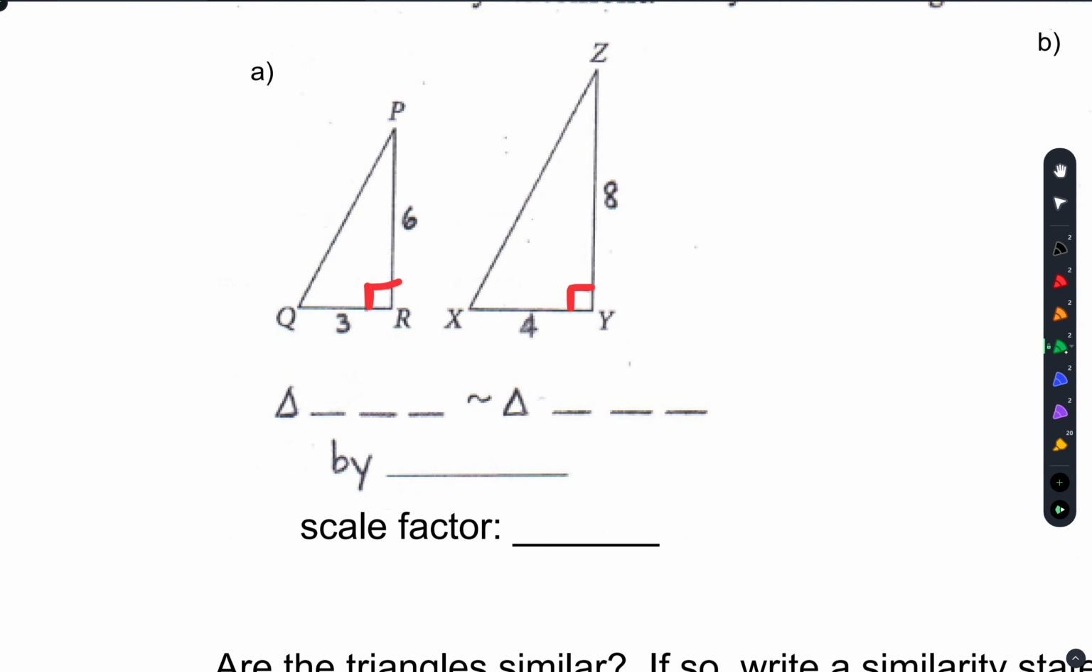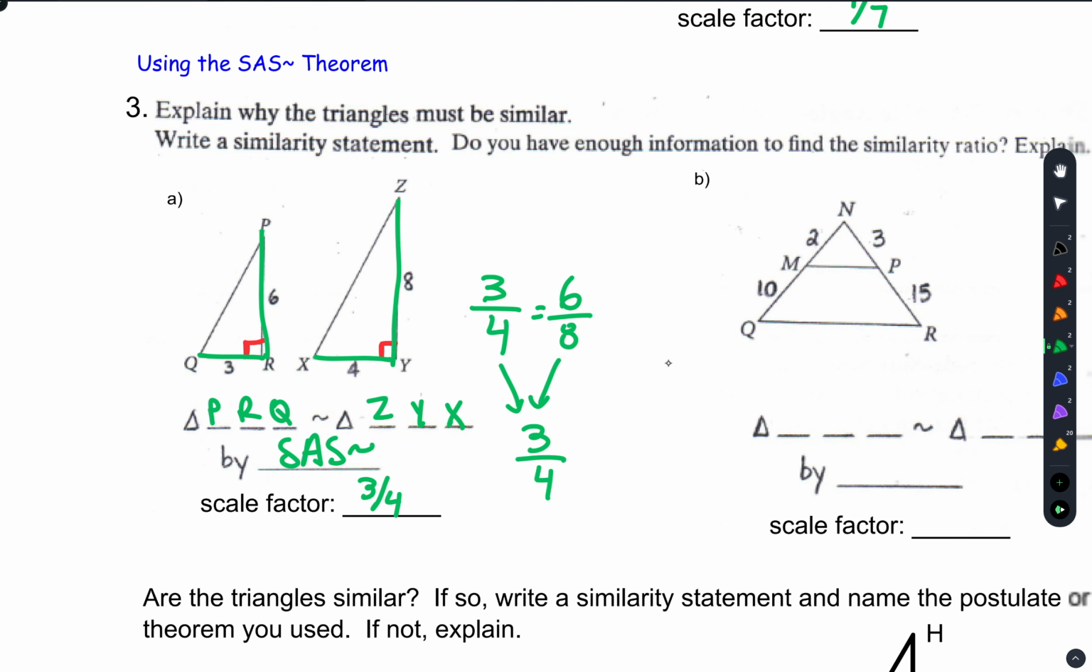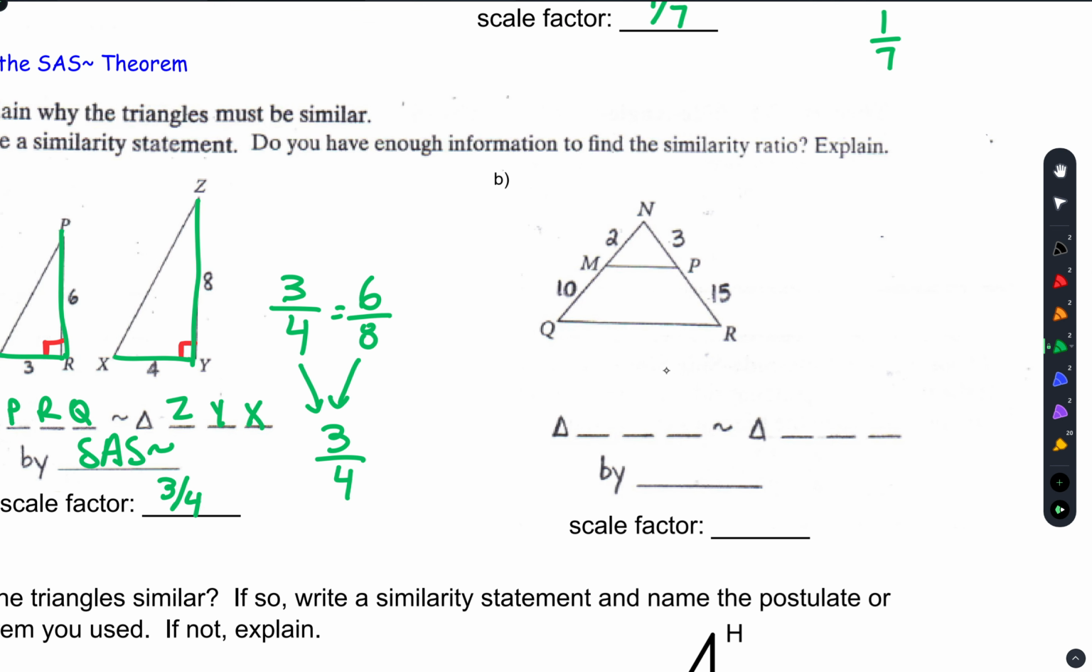And then I need to make sure that the two sides that sandwich that angle are proportional. So I'm going to line up, again, shortest pieces together. Longer pieces together. Do they reduce to the same thing? They should both reduce to 3/4. So we can say triangle PRQ is similar to triangle ZYX by side angle side. Am I moving too fast for you? I feel like we're cooking on those ones.